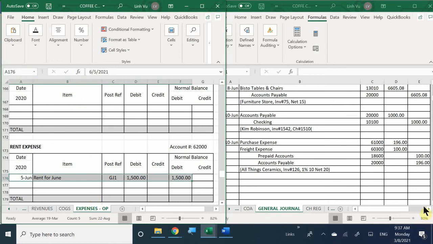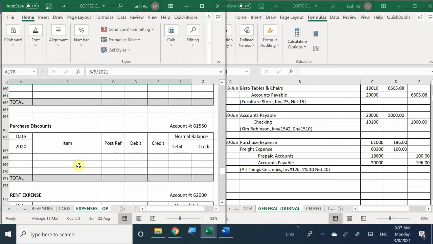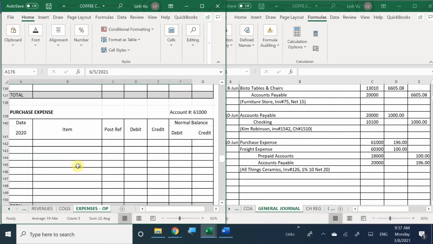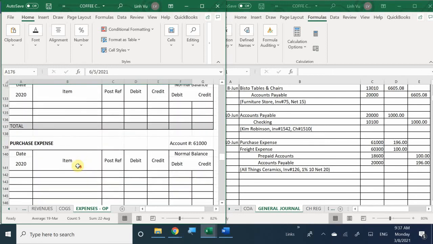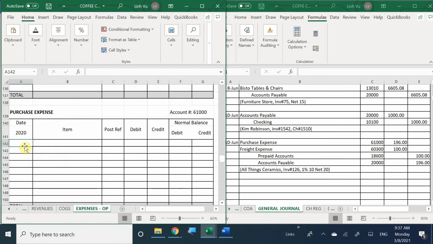So first thing I have is a purchase expense. Here I am at the very bottom at purchase expense. Okay, and I'm going to put the date as June 10. Now, how many items did I actually buy? What was my receipt amount for?